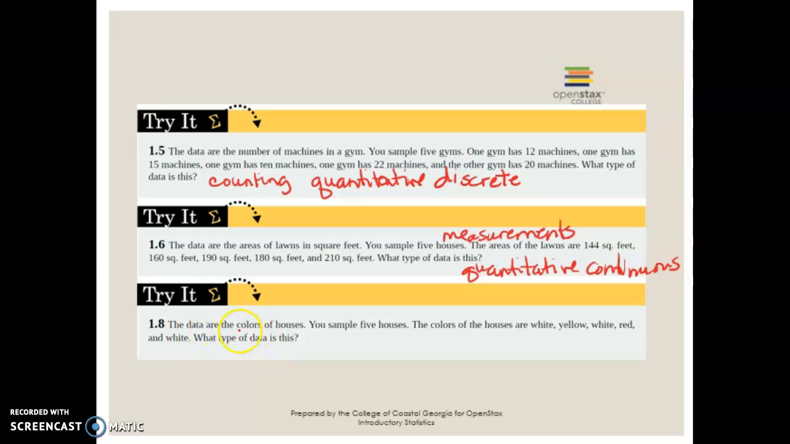The data are colors of houses. So this is a category. Okay? When it is a category, it is qualitative. What kind of qualities do they have? So we got category here. That makes it qualitative. All right?